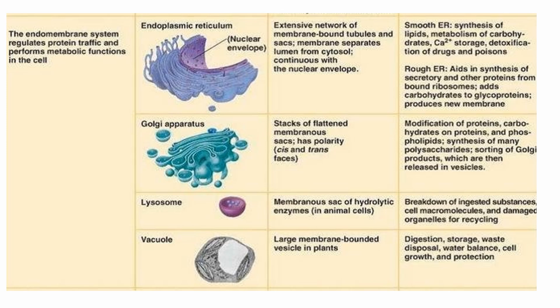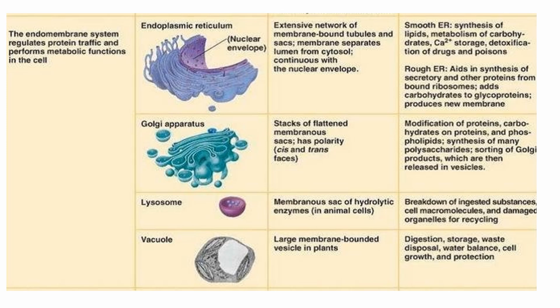Based on the presence or absence of ribosomes, the smooth and rough endoplasmic reticulum are made. In rough endoplasmic reticulum, the ribosomes are present. Coming to the function, the smooth endoplasmic reticulum is involved in synthesis of lipids, metabolism of carbohydrates, calcium storage, and detoxification of drugs and poisons. The rough endoplasmic reticulum aids in synthesis of secretory and other proteins from bound ribosomes, adds carbohydrates to glycoproteins, and produces new membrane. These are the functions of the endoplasmic reticulum.